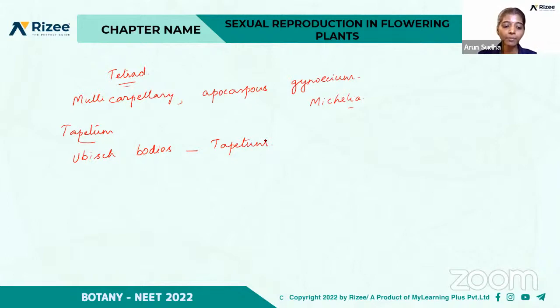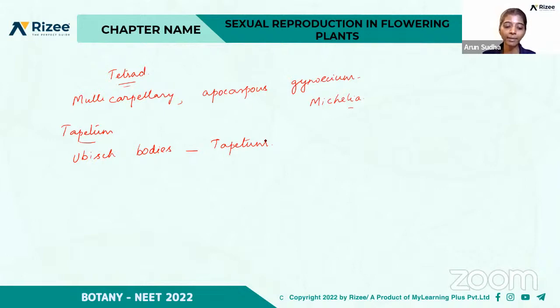Then tapetum is option A, parietal in origin and is the innermost layer of anther wall. Option B, modified endothecium of anther wall. Option C, outermost layer of sporogenous tissue modification. Option D, parietal in origin and is the innermost layer of ovule wall. So which is the right option? Tapetum is parietal in origin. Yeah, it is A. That is, it is the innermost layer of anther wall and it is not the ovule wall, right? So it is associated with the anther.